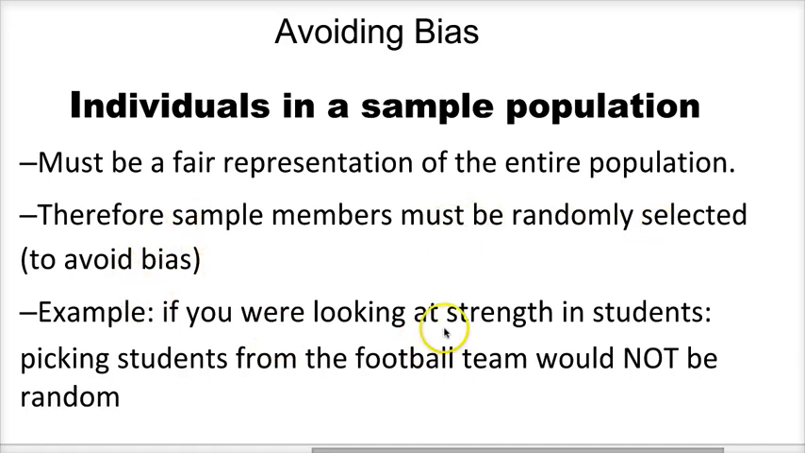Example, if you're looking at strength, let's say how much people can bench press, or how many push-ups people can do, and you're looking at strength in students, you wouldn't pick students from the football team. They tend to have more physical strength than other students, since football is due to pushing and pulling of other people around. So that would be a bias. You take a random sample of students, not from the football team, who are already pretty good at being strong. That's why they were selected for the team.